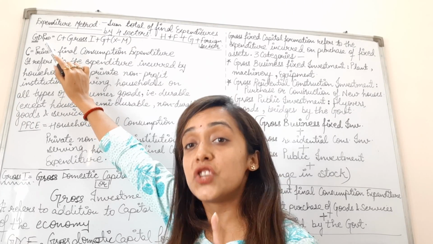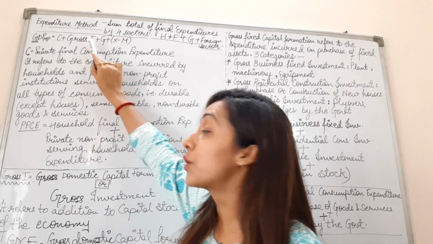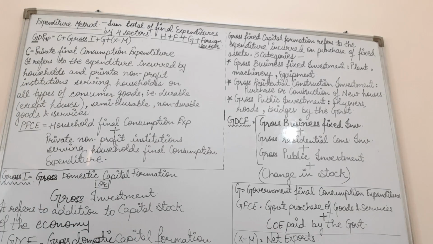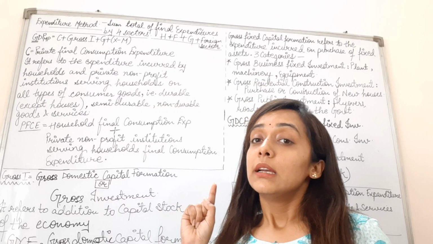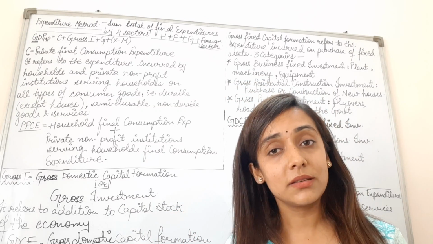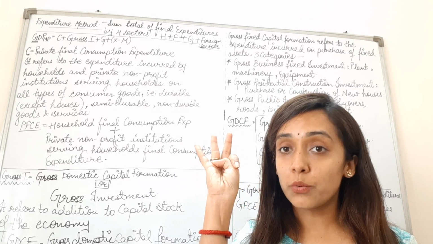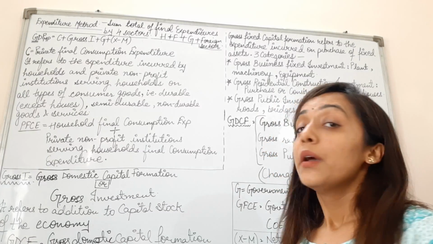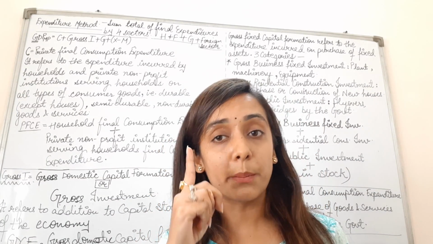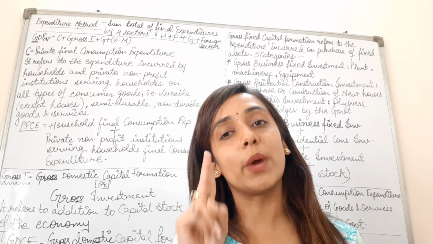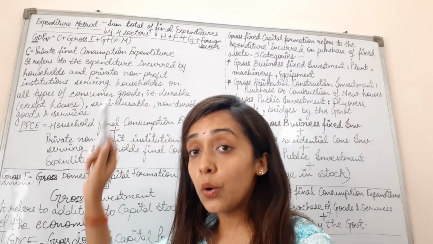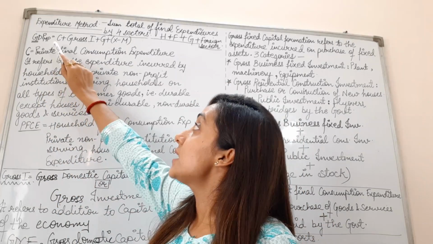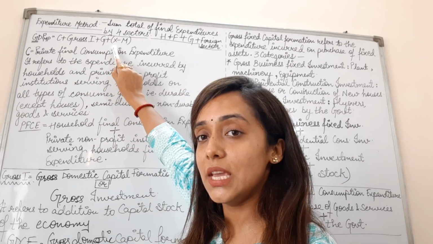The formula of GDP at MP is C plus gross I plus G plus X minus M. Now, what is C? It is given in the short form. It is consumption. I have already told you that there are four sectors: household, firm, government, rest of the world. One more thing. There are two types of expenditure: one, consumption expenditure, and the second one, investment expenditure. So, how can we calculate GDP at MP? GDP at MP is equal to C plus gross I plus G plus X minus M.